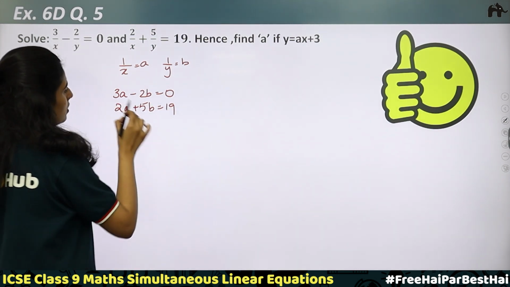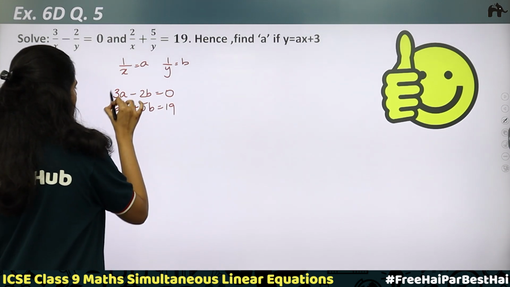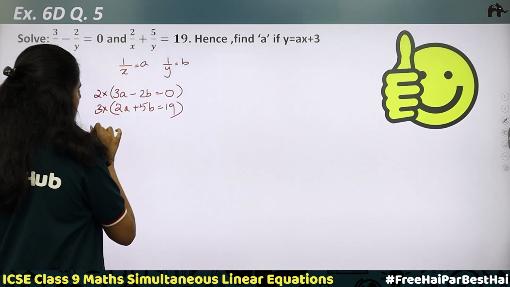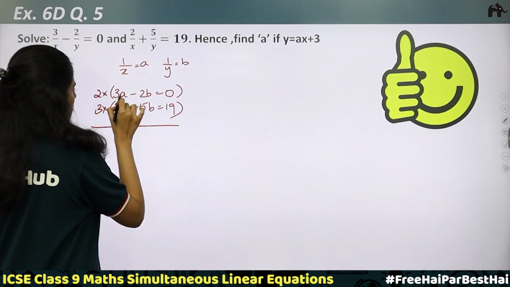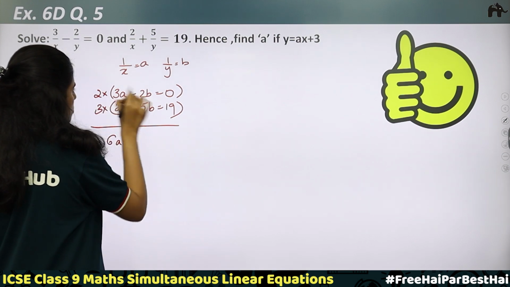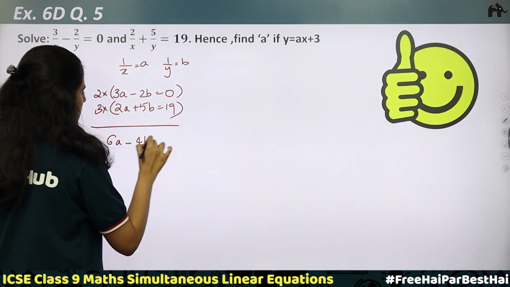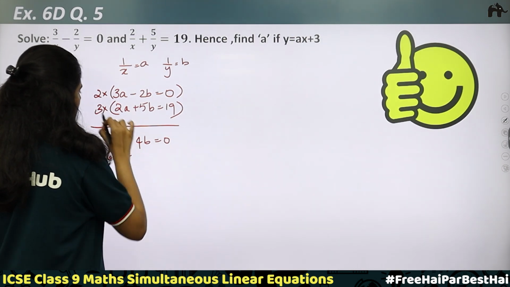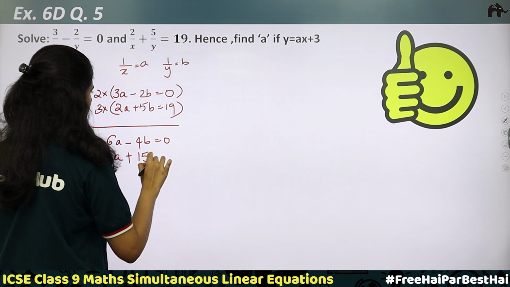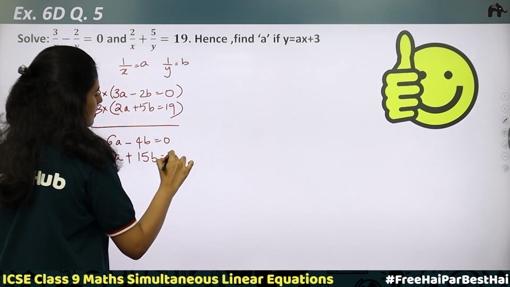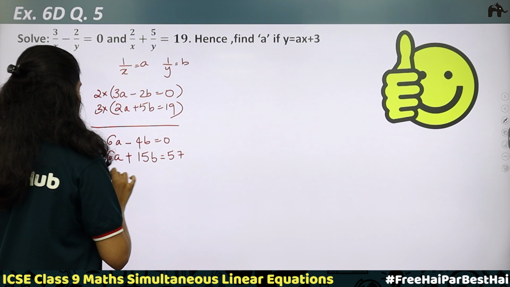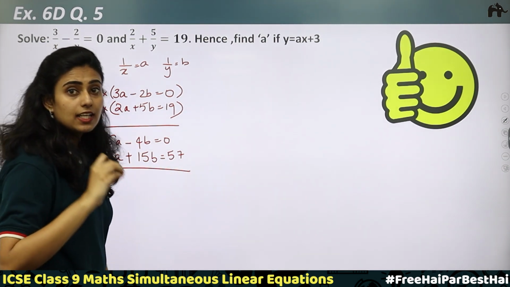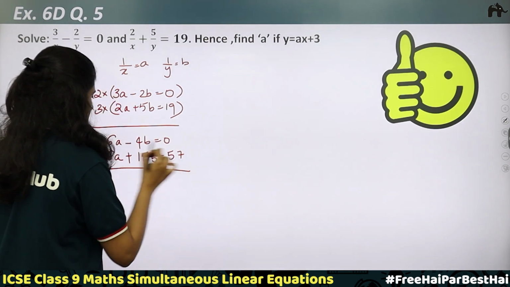Okay. Now, these are the two equations, multiplying throughout the first equation with 2 and multiplying throughout the second equation with 3. What do we get? 2 into 3a, 6a minus 2 into 2b, 4b equal to 0. 3 into 2a, 6a plus 3 into 5b, 15b is equal to 3 into 19, 57. Okay. Now, you can see that 6a, 6a, both are positive. So, we are going to subtract the second equation from the first equation. On subtracting, what do we get?